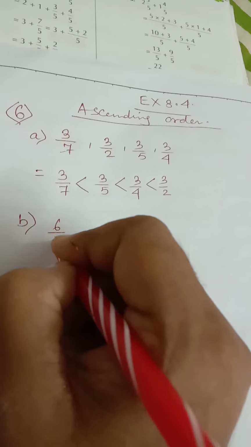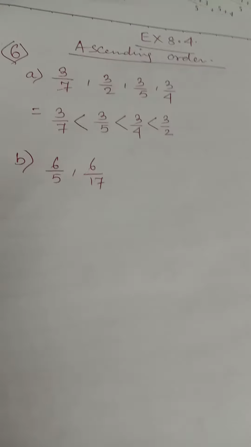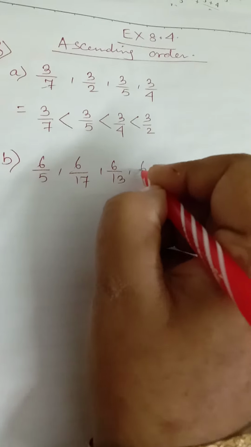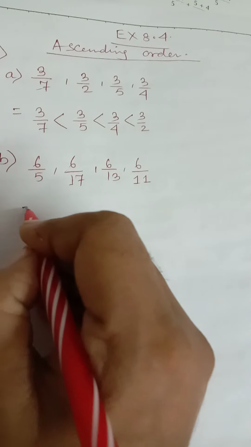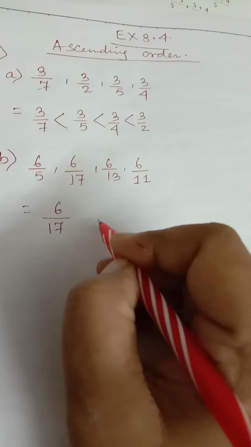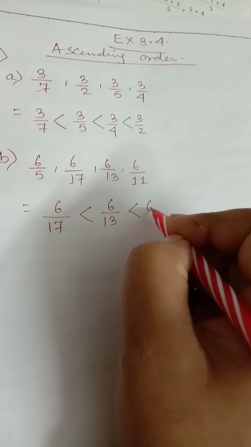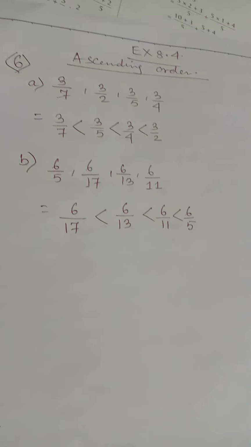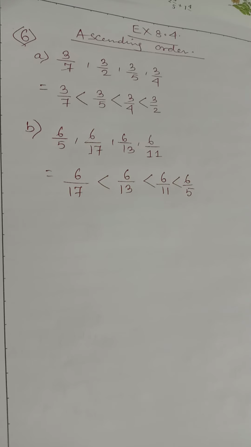They have given you 6 by 5, 6 by 17, 6 by 13, 6 by 11. Again the numerators are the same, so the biggest denominator is the smallest fraction. So 6 by 17 would be the smallest one, is less than 6 by 13, is less than 6 by 11, is less than 6 by 5. So like this you have to do question number 6.